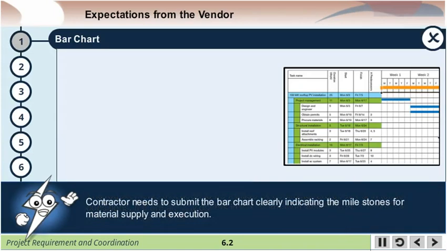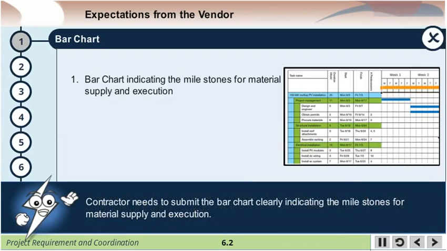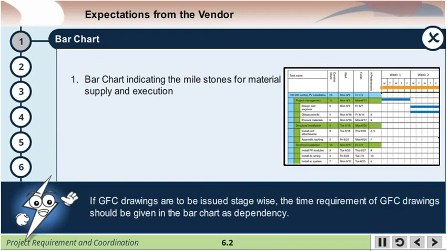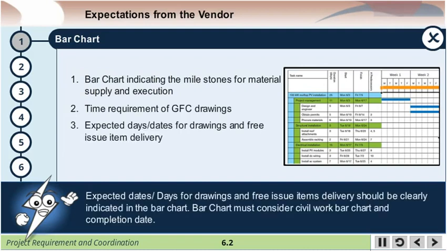Contractor needs to submit the bar chart clearly indicating the milestones for material supply and execution. If GFC drawings are to be issued stage-wise, the time requirement of GFC drawings should be given in the bar chart as dependency. Expected dates or days for drawings and free issue items delivery should be clearly indicated in the bar chart. Bar chart must consider civil work bar chart and completion date.